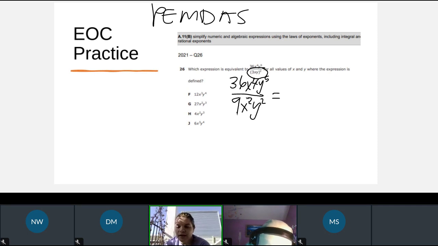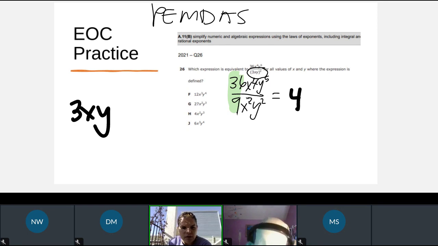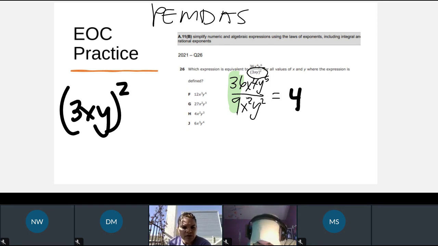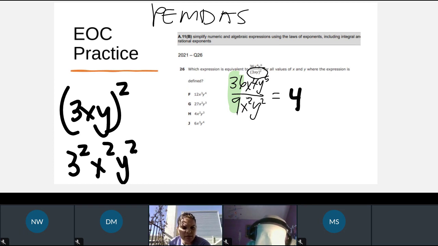Now is where I can start simplifying. So now I would say, okay, what is 36 divided by 9? That would give me 4. 9 is 3 squared. So down here, it said 3xy squared, so that's 3 squared, x squared, y squared. And 3 squared is 9. Good question.